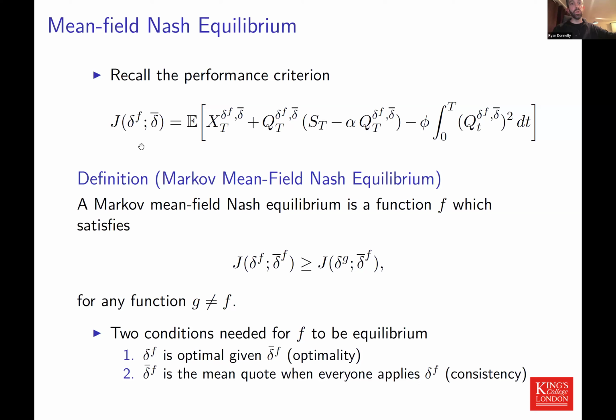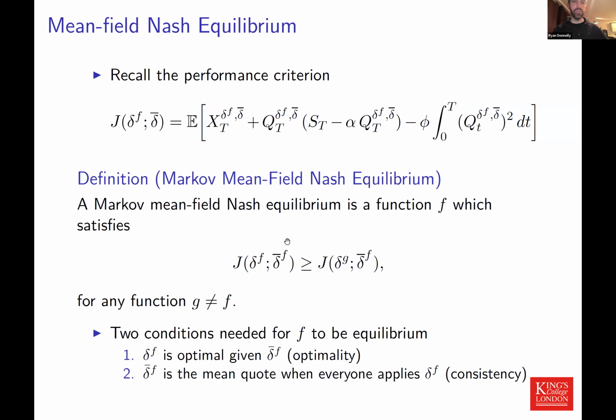Okay, so what we're looking for is a function F, which is basically the feedback form of the pricing strategy, such that two things happen. The first is we need some kind of sense of optimality, and we need some kind of notion of consistency. So let's choose some function f. If I choose f, this determines a pricing strategy that a representative agent is using, and we assume now that all agents are using the same feedback version of the strategy.